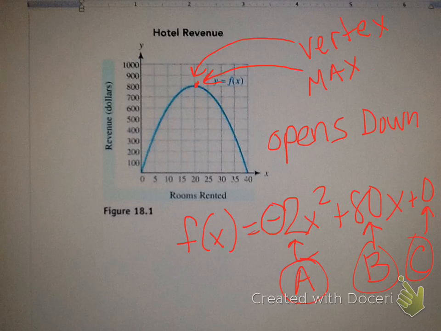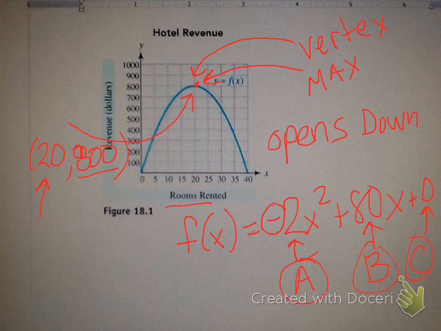At the vertex, this point right here, if I asked you what those were in ordered pairs, you'd say 20 for the x and 800 for the y. They'll ask you questions like, what is the vertex and what does it mean? Well, this means that at 20 rooms, the hotel revenue is going to be $800, and from then on it's going to decrease. There's other things about the graphs that we'll go through as we go through here.